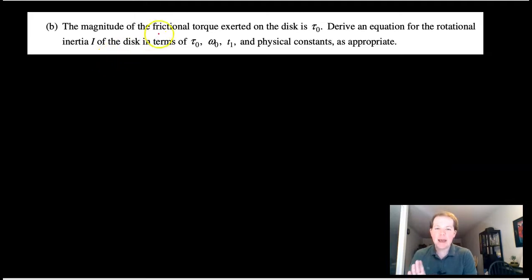B. The magnitude of the frictional torque exerted on the disk is tau naught. Derive an equation for the rotational inertia I of the disk in terms of tau naught, omega naught, and T1, and physical constants. That's like G. Now, T1 and omega naught.